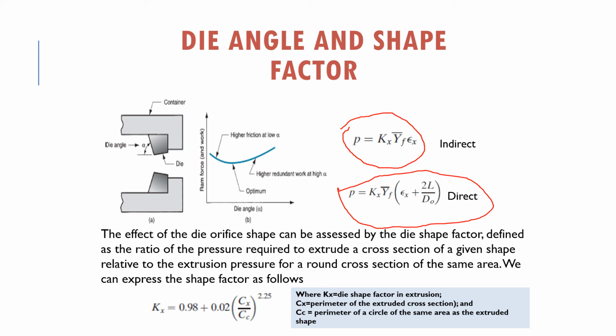So this Kx is calculated by using this equation: Kx equal to 0.98 plus 0.02 (Cx over Cc) to the power of 2.25, where Cx is the perimeter of the extruded cross section and Cc is the perimeter of a circle of the same area as the extruded shape.